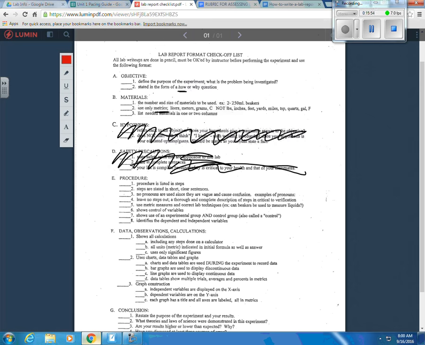Procedure is in listed steps. Steps are stated in short, clear sentences. No pronouns. That's a big one. No pronouns. Leave no steps out. Okay, this is the stuff that you need to be looking at to make sure that you did this correctly.